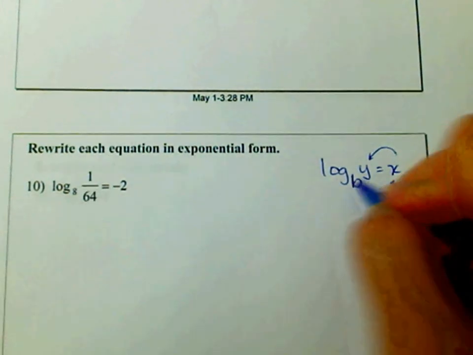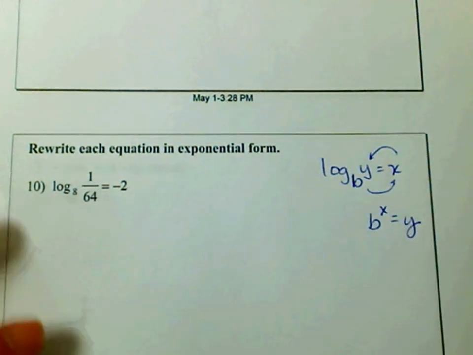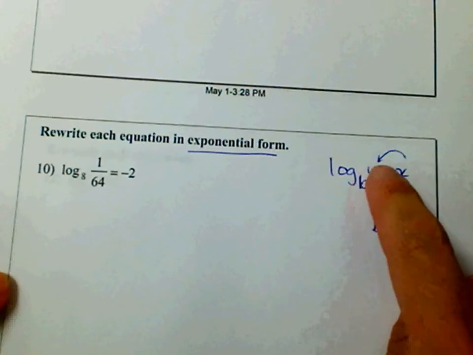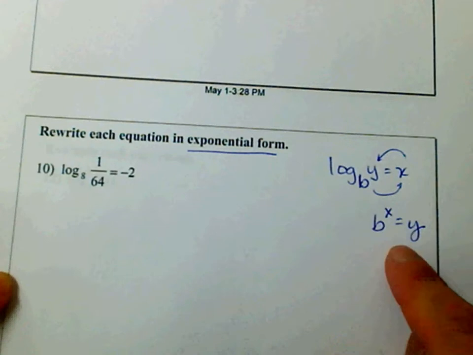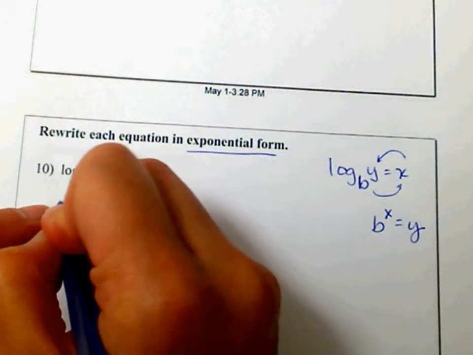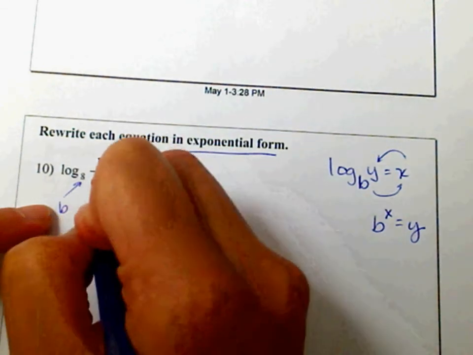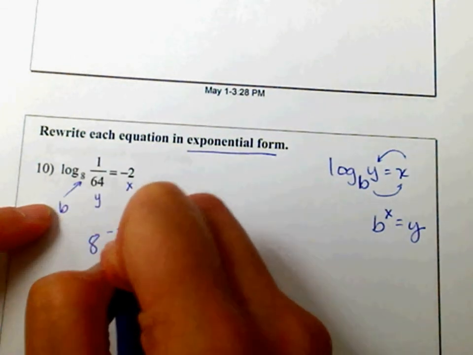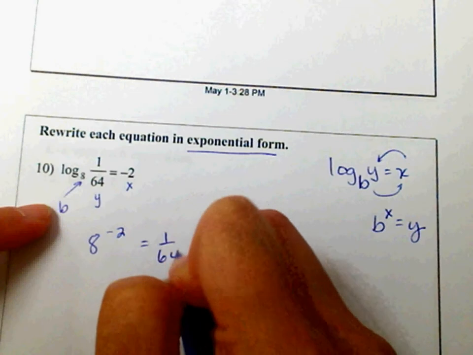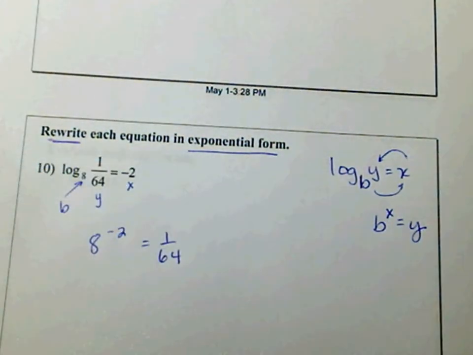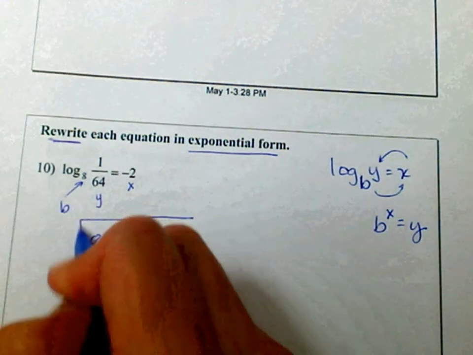Okay? So if you look at number 10, it says rewrite it in exponential form. So I have a log and I want to rewrite it in this form. Here is your b. Okay? Here is your x. Here's your y. So 8 to the negative 2 is equal to 1/64. That's all you have to do. You are just rewriting it. You're not solving. You're not doing anything like that. There's the answer for number 10.